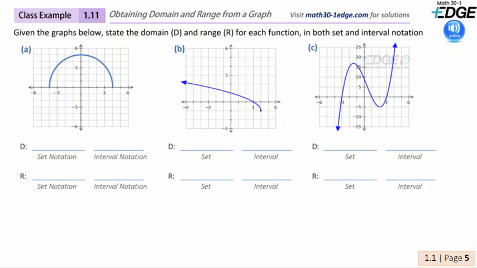Here, we're asked to determine the domain and range for each function, and to write each of these in both set and interval notation. Let's start with example A. We'll first work on domain by identifying the leftmost and rightmost value of the graph.